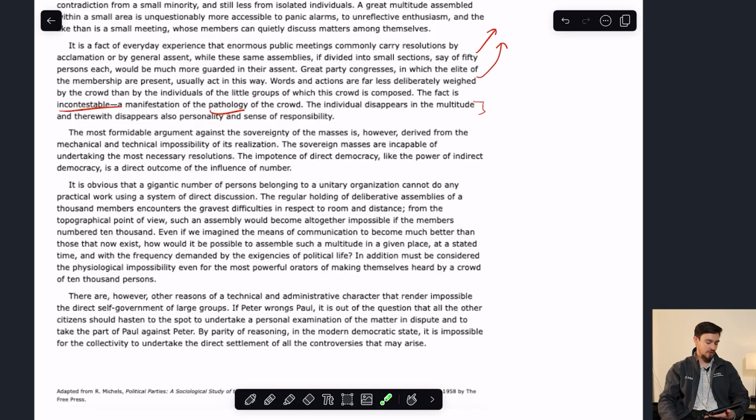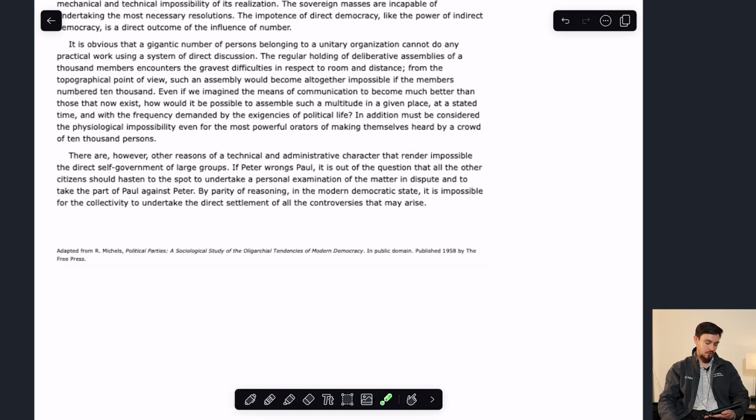It is obvious that a gigantic number of people belonging to a unitary organization cannot do practical work using a system of direct discussion. You get 10,000 people, they can't talk to each other. The regular holding of deliberate assemblies of 1,000 members encounters the gravest difficulties in respect to room and distance. From the topographical point of view, such an assembly would become altogether impossible if the members numbered 10,000. So this person's saying that you couldn't have 10,000 people all watching or attending an event, which is not true for us today, right?